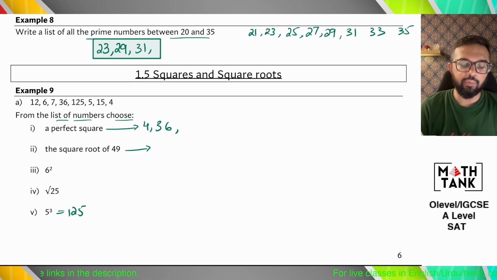What is the square root of 49? The square root of 49 should be, it's the square of 7. So 7 is the square root of 49. 6 square is 36.